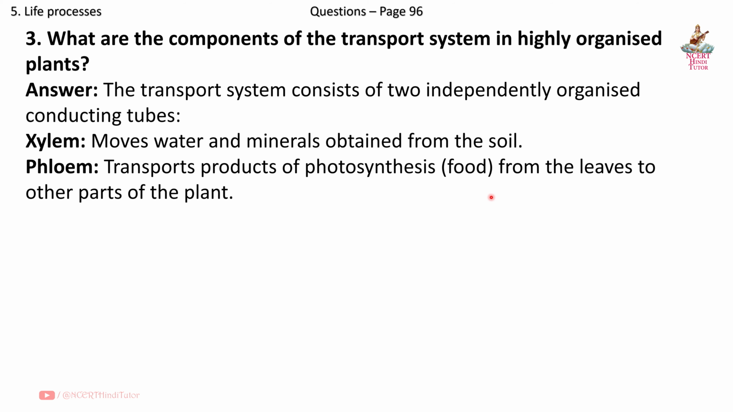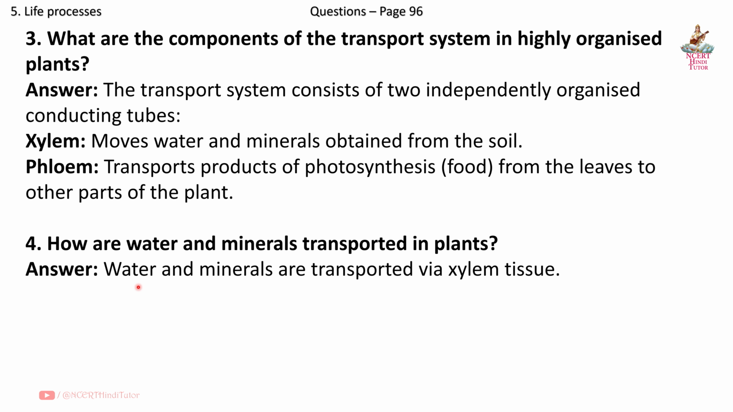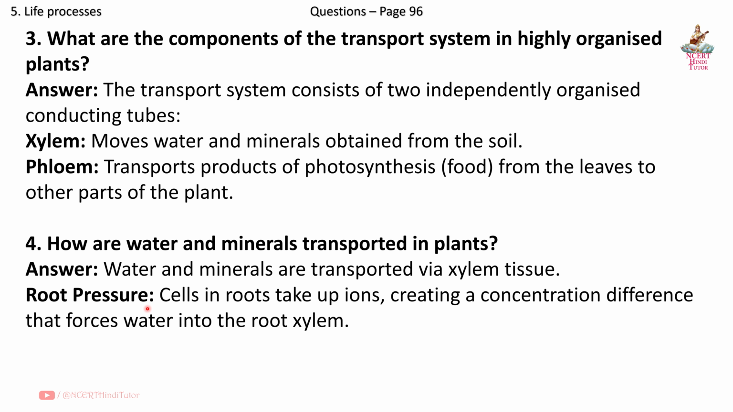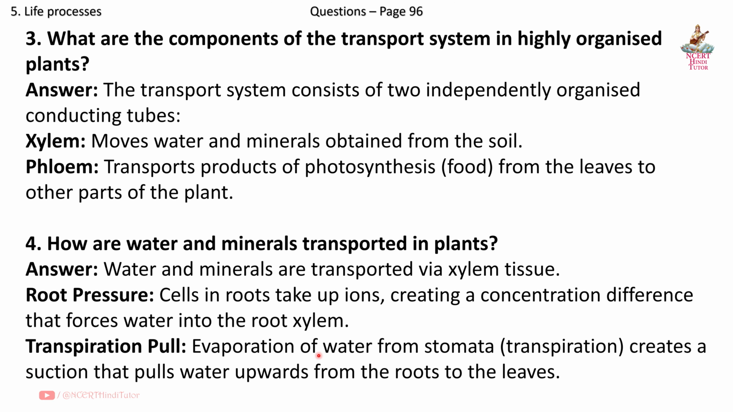Question 4. How are water and minerals transported in plants? Answer. Water and minerals are transported via xylem tissue. Root pressure: cells in roots take up ions, creating a concentration difference that forces water into the root xylem. Transpiration pull: evaporation of water from stomata, transpiration, creates a suction that pulls water upwards from the roots to the leaves.